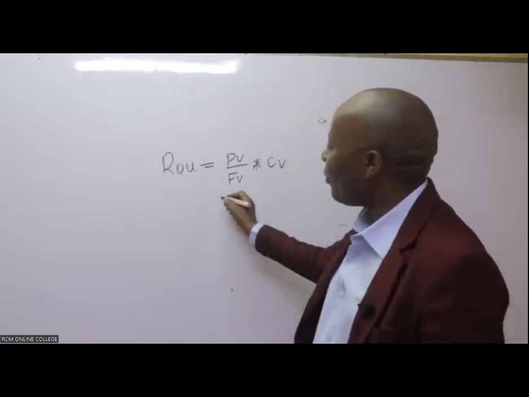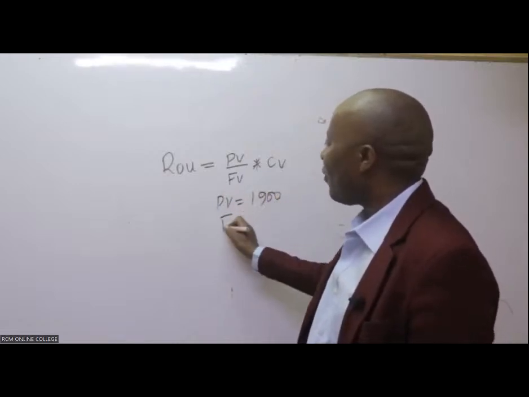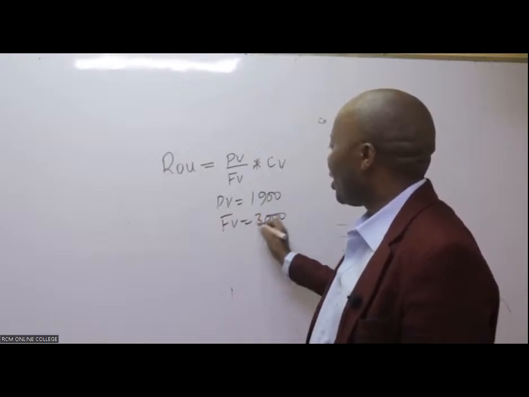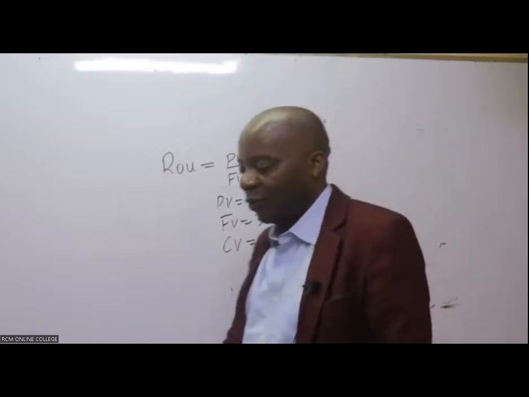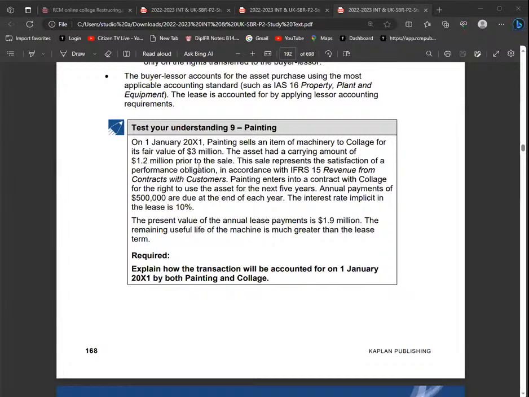In this case here, the present value has been given as 1900. The fair value has been given as 3000. The carrying value has been given here as 1200. So remember, this is Painting selling an item of machinery to College for its fair value. The asset had a carrying amount of this prior to the sale. And then we are told here, Painting enters into a contract with College for the right of use of the asset.